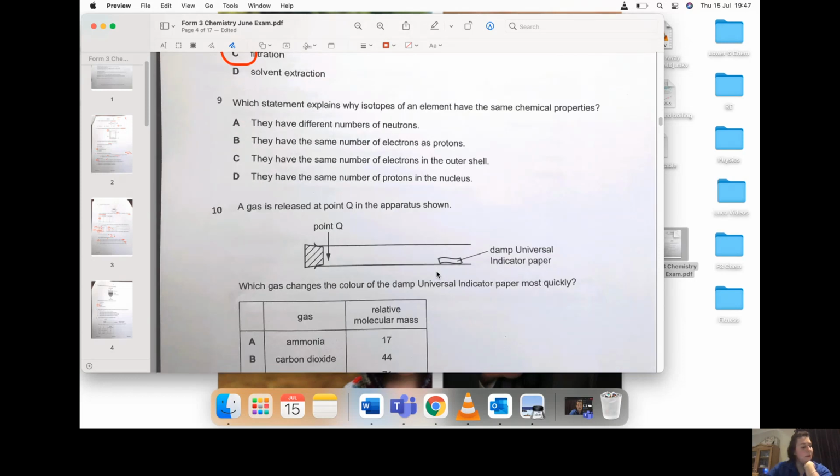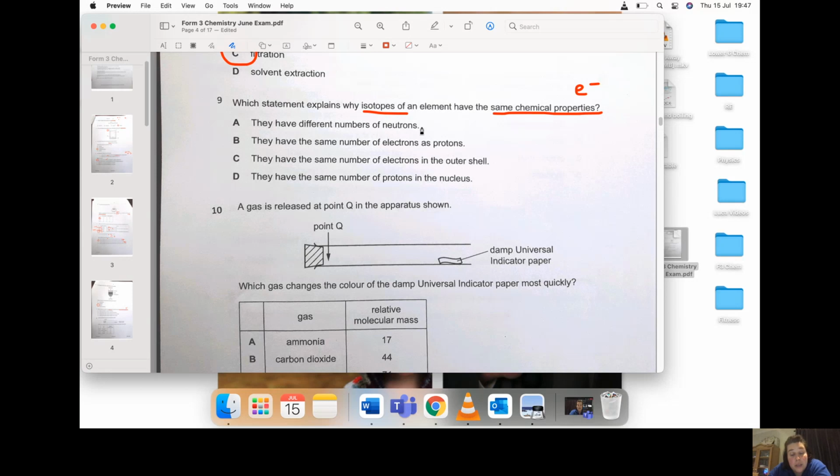Okay, number 9, I've put a star next to it. Again, a couple of people got number 9 wrong. Which statement explains why isotopes of an element, so we're looking at isotopes, have the same chemical properties? For this one, you need to remember that what gives an element its chemical properties is its outer shell electrons. Okay, so they have different numbers of neutrons.